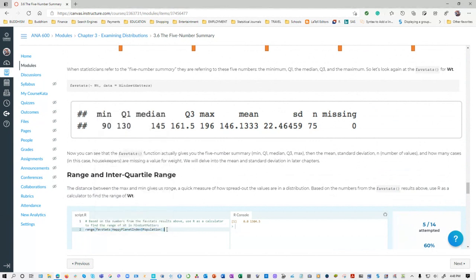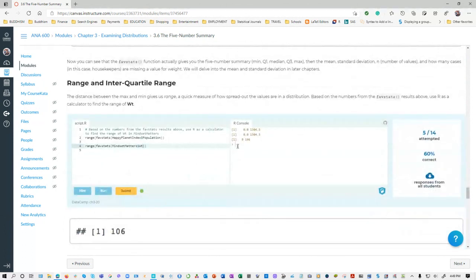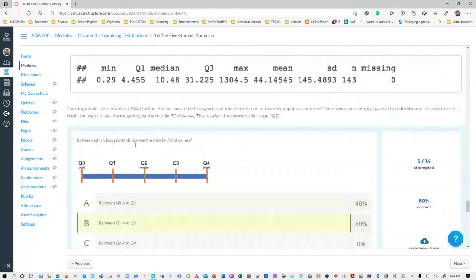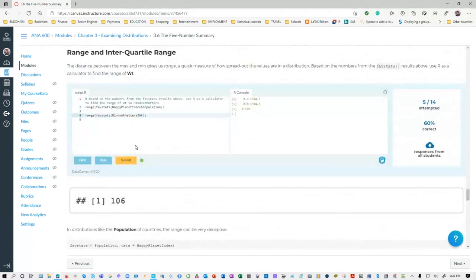Then I do this one for the different data set. The data set is mindset matters. Variable weight, right before we start our survey. 0 to 196. The range. That's the difference between those two.